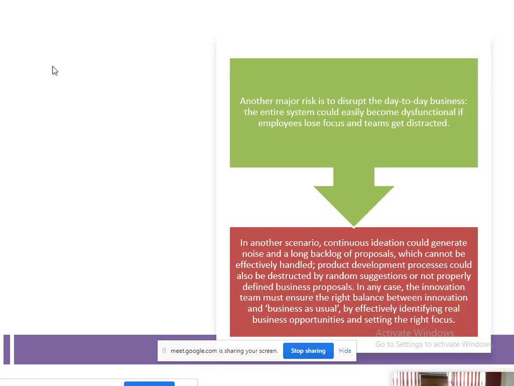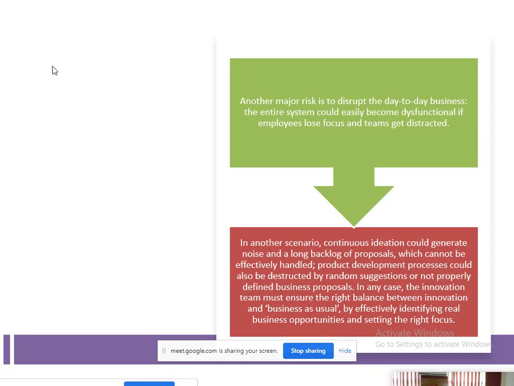Like you should have the proper technology, a proper team, and proper resources and everything. Okay. So even if one of these things is missing, the innovation team may get distracted and the innovation process may become dysfunctional. Okay. So another scenario in this case is continuous ideation.